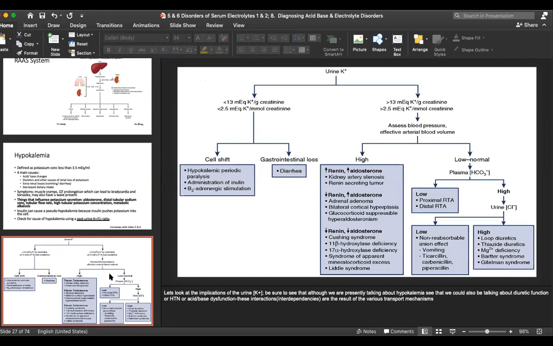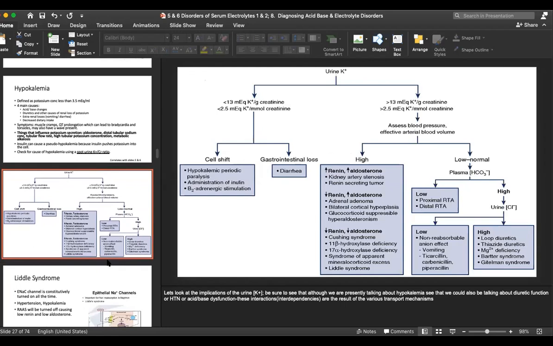So here again, same thing, looking at some implications for changes in our potassium. If our potassium-creatinine ratio is high, then we need to look at the blood pressure. If it's high, it'd be kidney or some of these issues. There are lots of issues, but I wouldn't worry too much about it. It's just something to know.